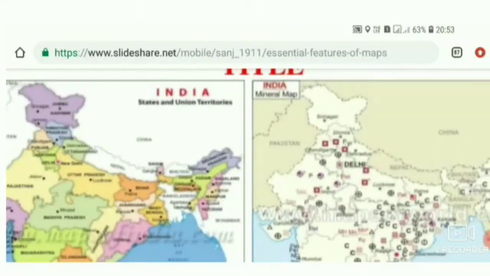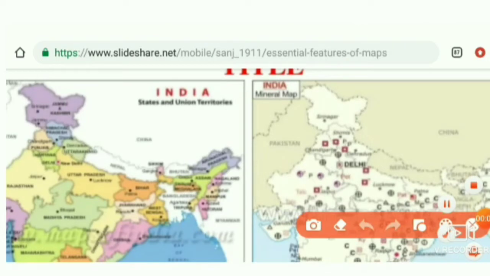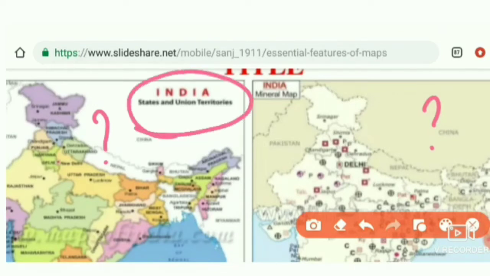Tell me the titles of these 2 maps. What is the title of first map and what is the title of second map? Yes, exactly. The title of the first map is States and Union Territories of India. And the second map title is Mineral Map of India.